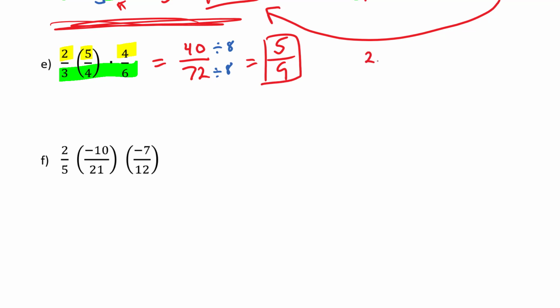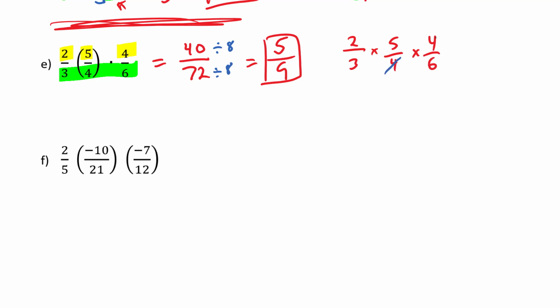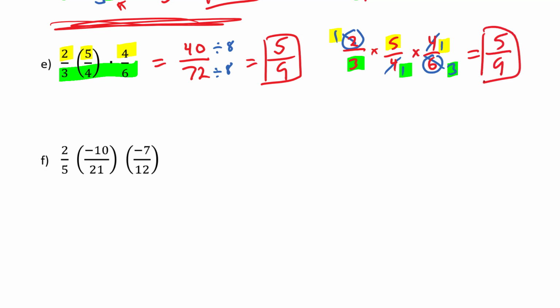Let's do it the alternative way where we can cancel terms out. You can see we have a 4 on the bottom and a 4 on the top. So we take a 4 out of both of those. We have a 2 here, we have a 6 here. How many times does 2 go into 6? It goes in 3 times. How many times does 2 go into 2? It goes in 1 time. Now we have 1 times 5 times 1, and we have 3 times 1 times 3. 5/9. Both methods, absolutely acceptable.